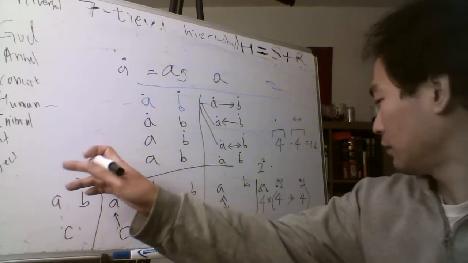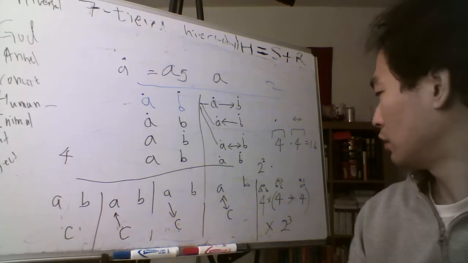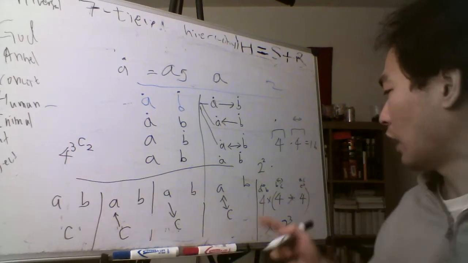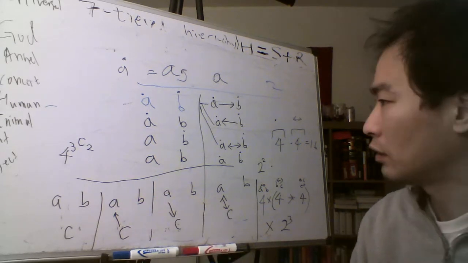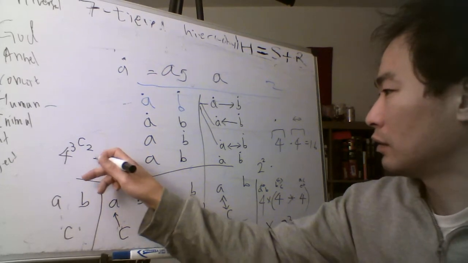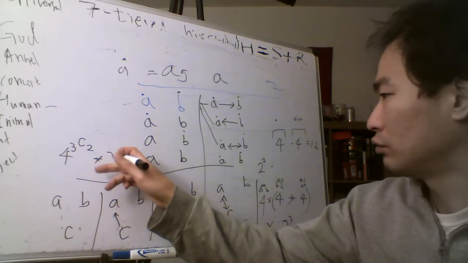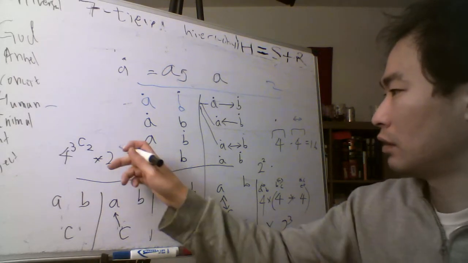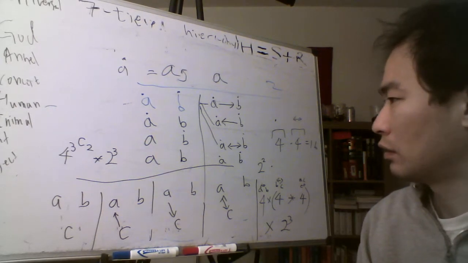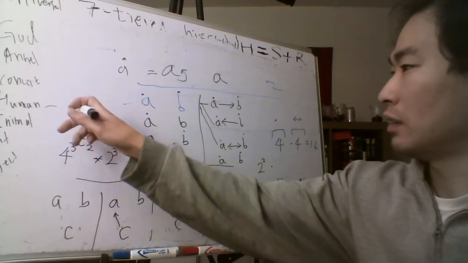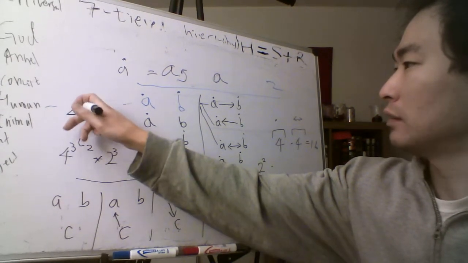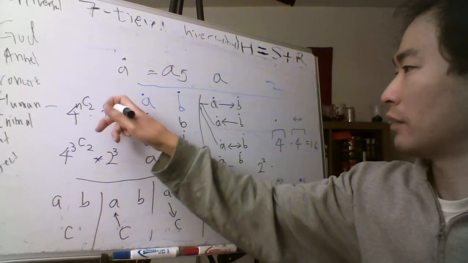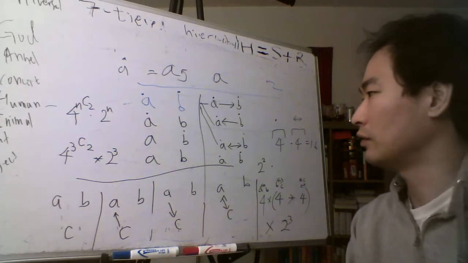So tentatively, 4 to the 3 C 2, okay? So out of 3, we are picking the 2, okay? Multiply by 2 to the 3. That's our tentative formula, okay? So 4 to the n C 2 times 2 to the nth, okay? So that's our tentative formula, okay?